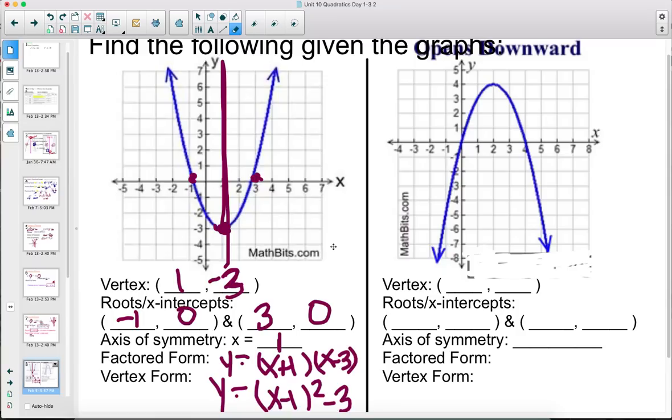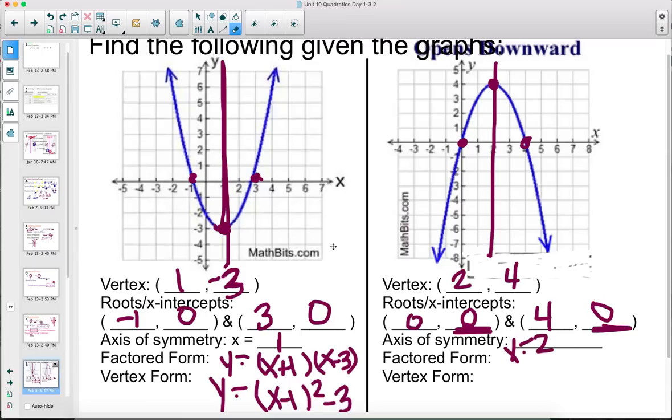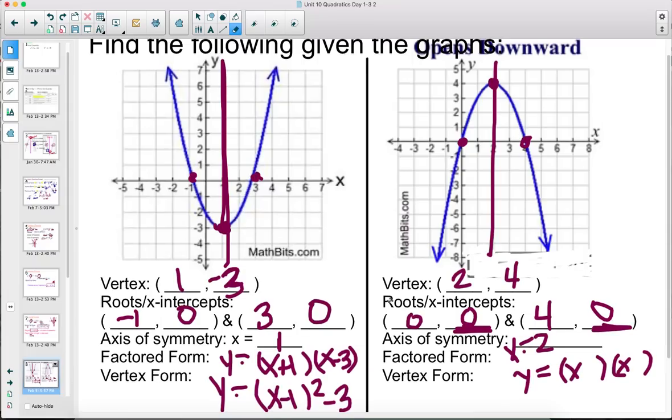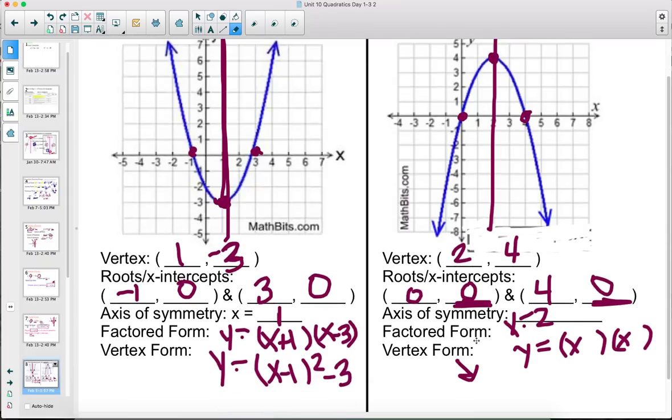On this one, the vertex is 2, 4. The inner, so that's right here. The intercepts are at 0 and 4, so at (0, 0) and (4, 0). Just a reminder again that y is always 0 for every x-intercept. The axis of symmetry is right in between 0 and 4 at x equals 2. And then factored form again is going to be set up like this. And vertex form is going to be set up like this.